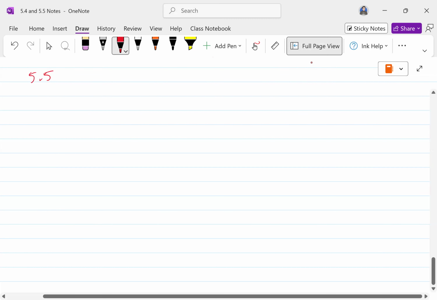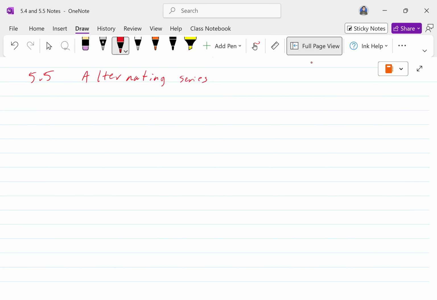Okay. Section 5.5 is alternating series. The comparison test and the limit comparison test had only worked when you had positive terms being added. The alternating series allows us to see what happens when we're adding a positive and a negative.